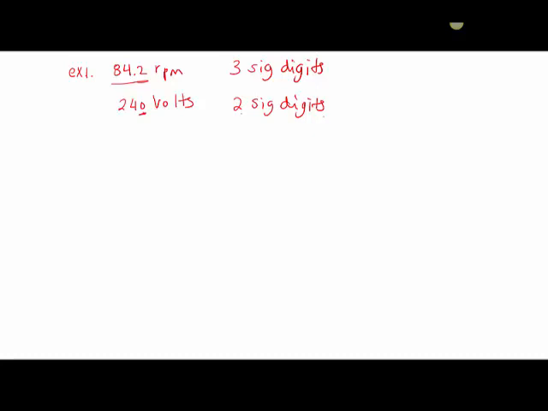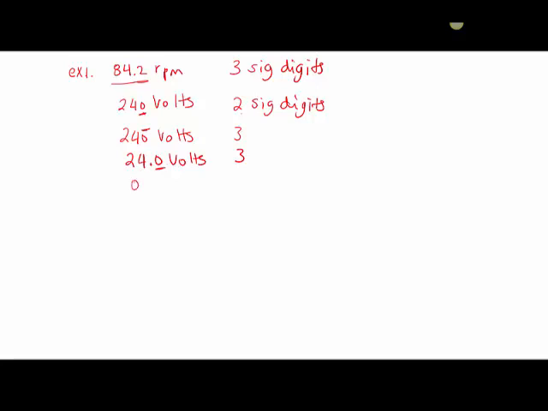What if we had something like 240 volts, but we have an overbar over it? Well, that's rule 2C, I'm sorry, a 0 is significant when it is marked with a significant overbar. So that's going to be 3. Okay, what if we had 24.0 volts? Well, that's going to be 3 significant digits. Why is that 3? The 0 is after a decimal. That's rule 2B. A 0 is significant when it is at the right end of a decimal number.